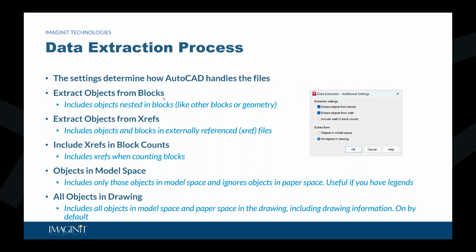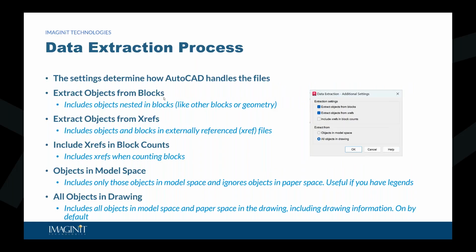And then do you want to count objects in model space? This will include only those objects in model space and ignores objects in paper space. This is very useful if you're doing a count of blocks with attributes and you have a legend in paper space. This way it will ignore all of the blocks that are in your legend.